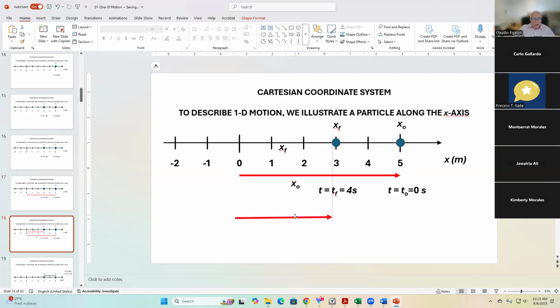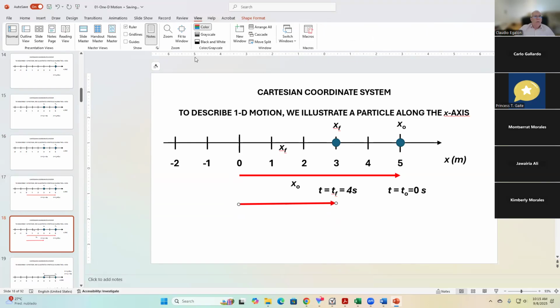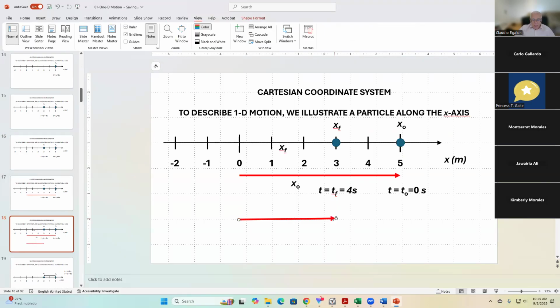Let me put it here. And I want to view the grid lines. I don't like the grid lines because they look so ugly. Okay, 3 meters. That's gonna be my xf. For now, I'm not using the vectorial notation. Vectorial notation is gonna come later on.